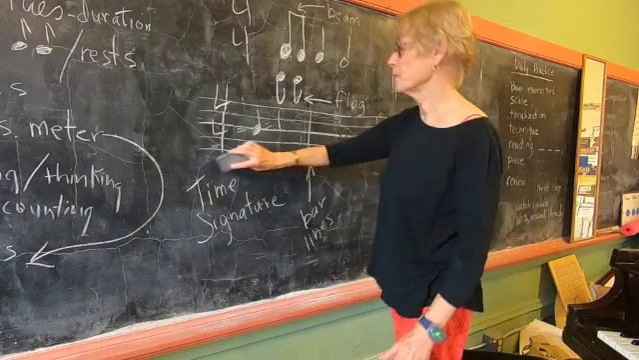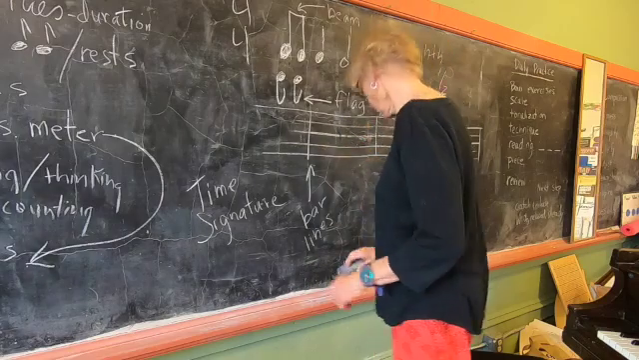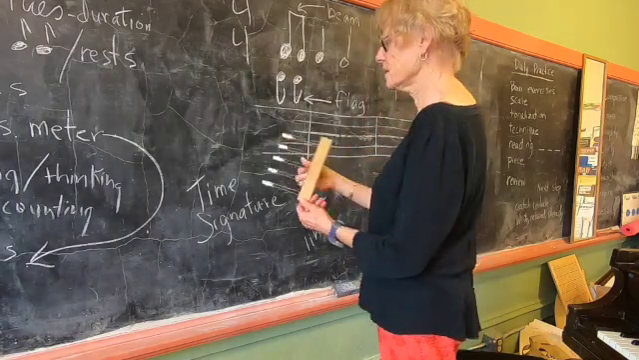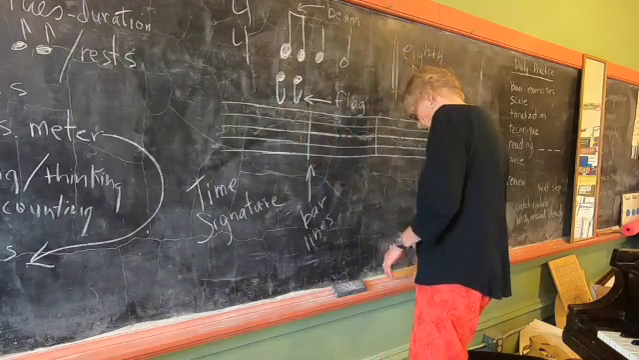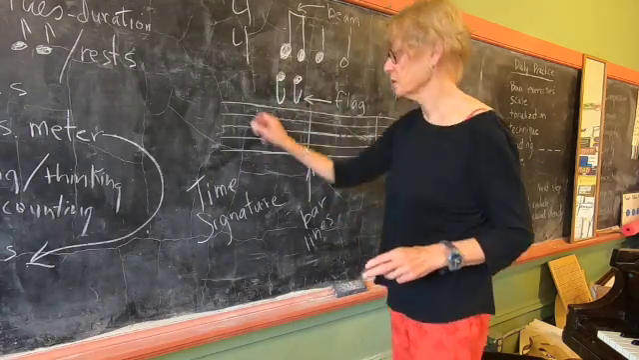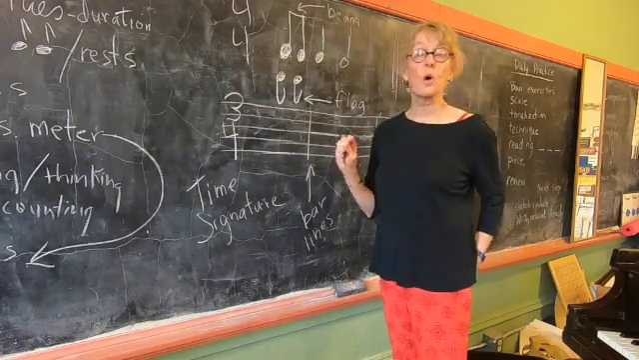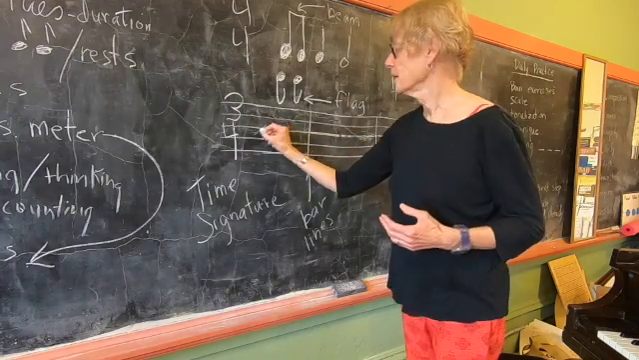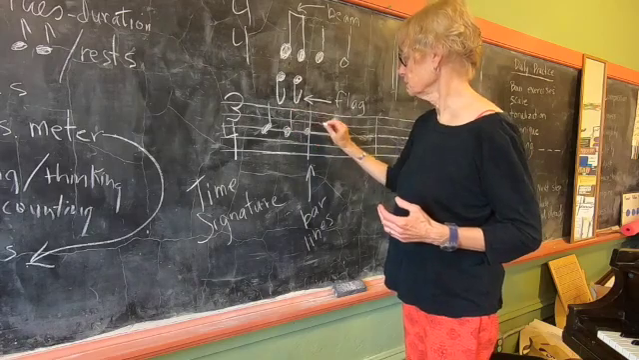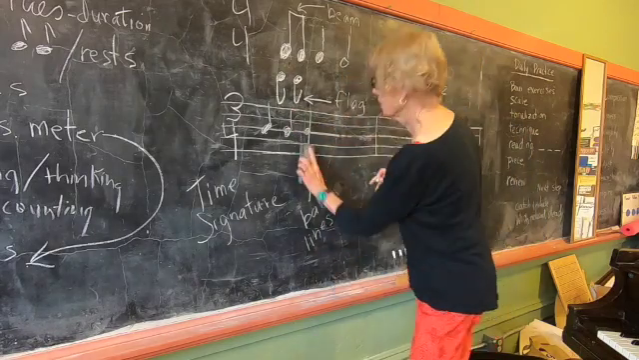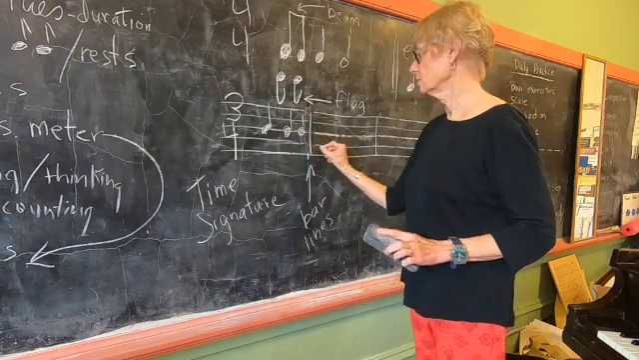I'm going to give you one more meter. You'll like this one. And this is actually my second favorite meter. This is 3/4. This is the waltz. This is the minuet. If we have 3 quarter notes, 3 quarter notes per measure.